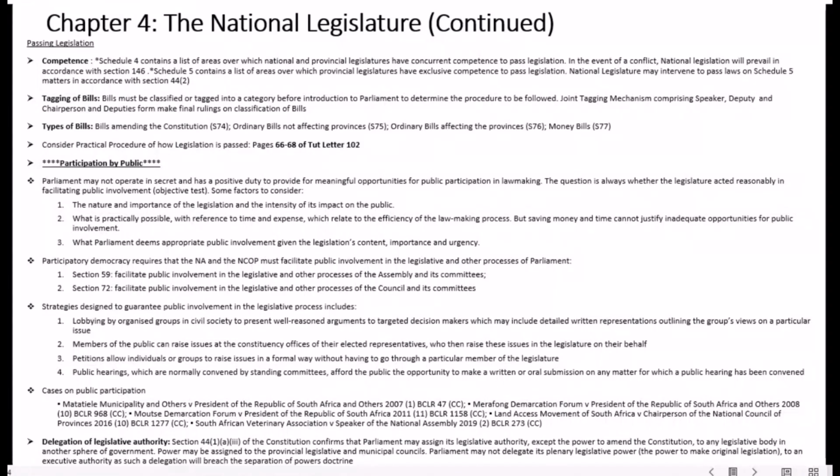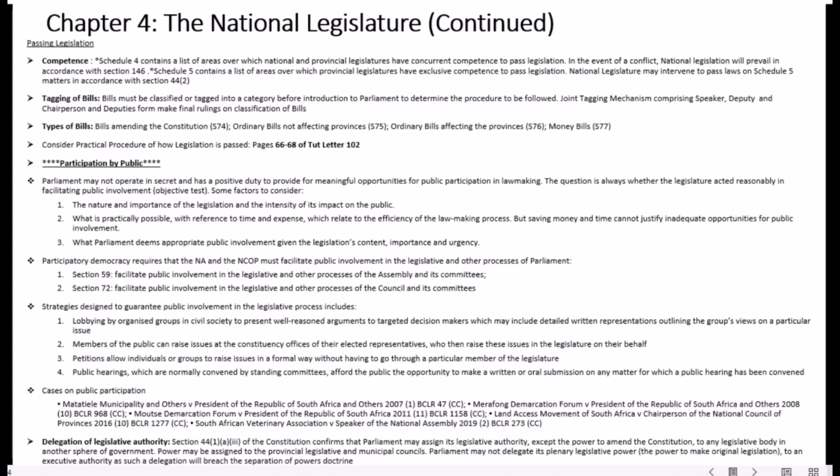Strategies, colleagues. Some of the strategies that have been designed to guarantee public involvement in the legislative process include lobbying by organized groups in civil society to present well-reasoned arguments to targeted decision makers, which may include detailed written representations outlining the group's views on a particular issue. Members of the public can also raise issues at the constituency offices of the elected representatives, who then raise these issues in the legislature on their behalf.